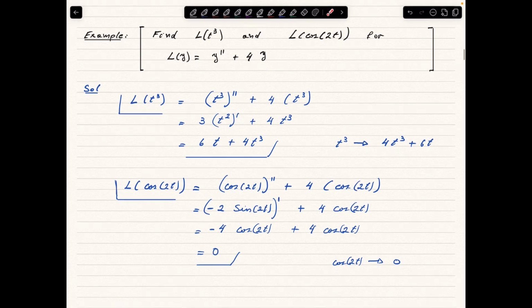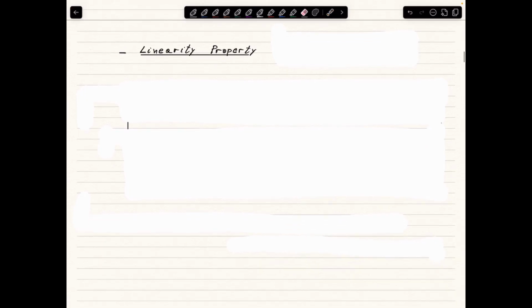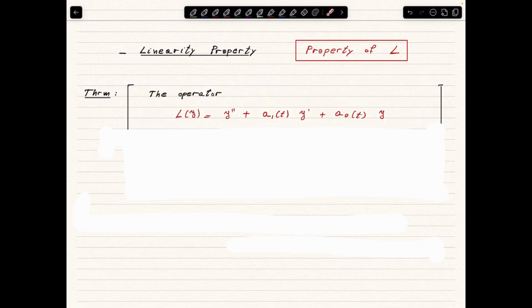Now we show one important property of these operators, and this is the linearity property. As we just said, this is a property of the operator. Suppose we have an operator like the one we introduced before. The operator is L of y, given by computing the second derivative of this function, then multiplying the first derivative by a coefficient a1, and multiplying the function by a0. So this is a second order linear operator.